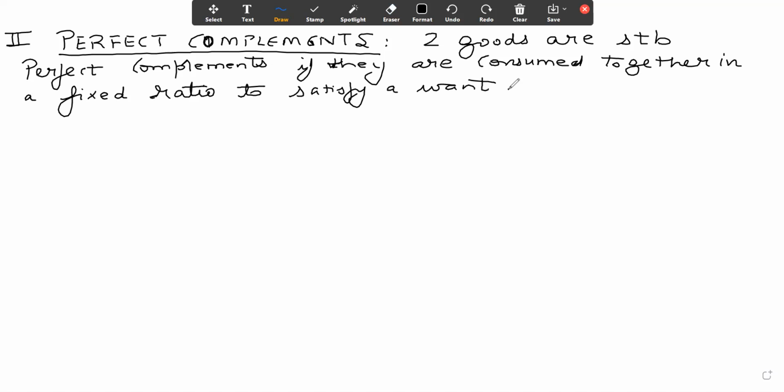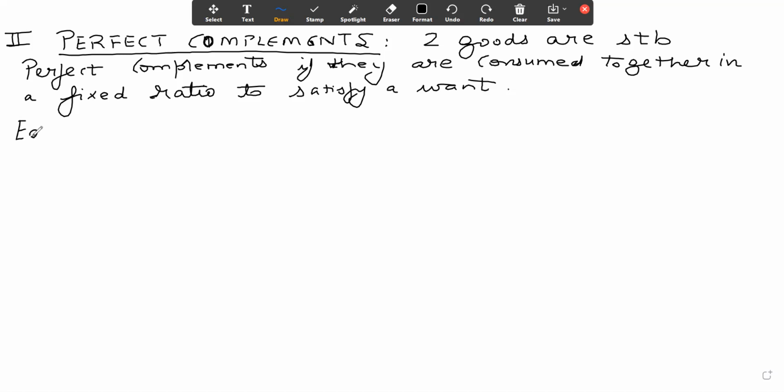So when you are consuming two goods together in a fixed ratio, it can be 1:1, 1:2, 2:1. In general, A is to B, where A and B are fixed numbers. Okay. So when you are consuming two goods in a fixed ratio to satisfy a want, the two goods are said to be perfect complements.